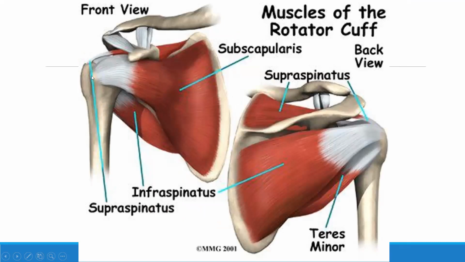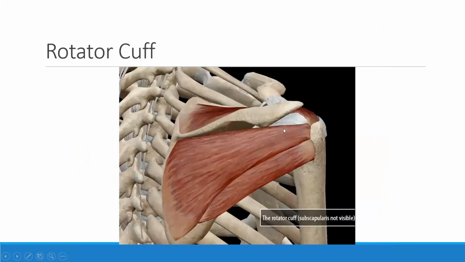So it inserts on the head of the humerus. The supraspinatus inserts on the head of the humerus. So do the teres minor and the infraspinatus. They all 4 insert on the head of the humerus. And again, there's 3 of the 4 right there, but the subscapularis is on the other side of the scapula.